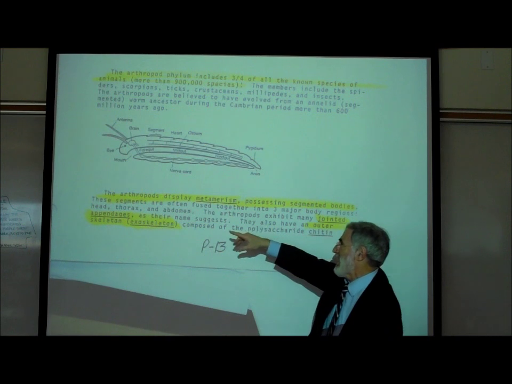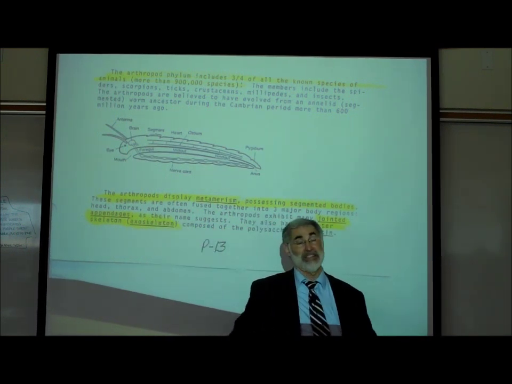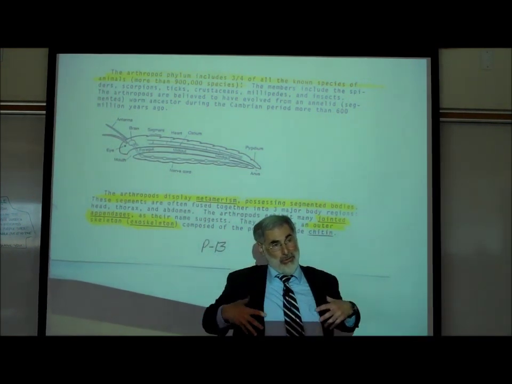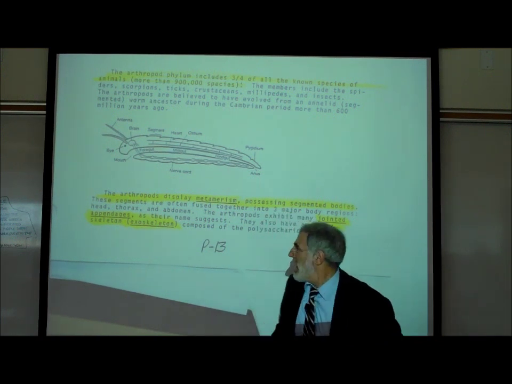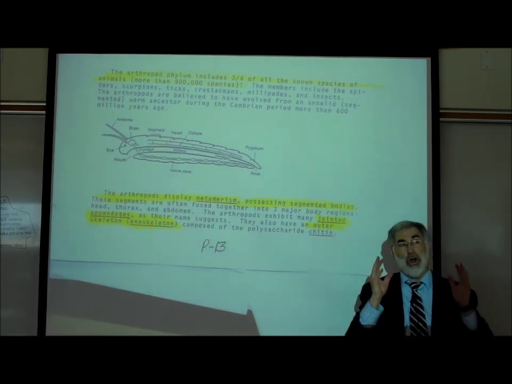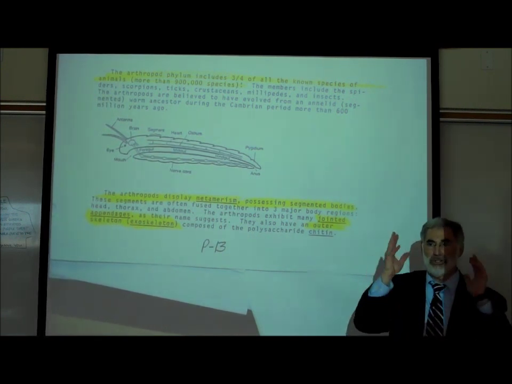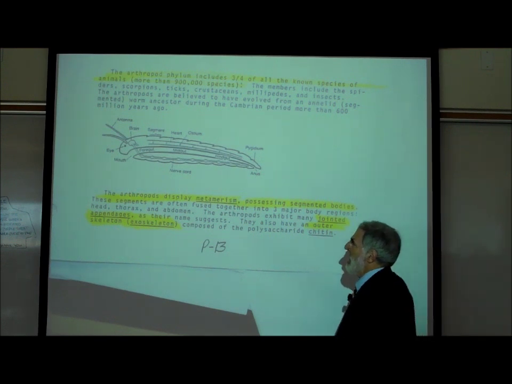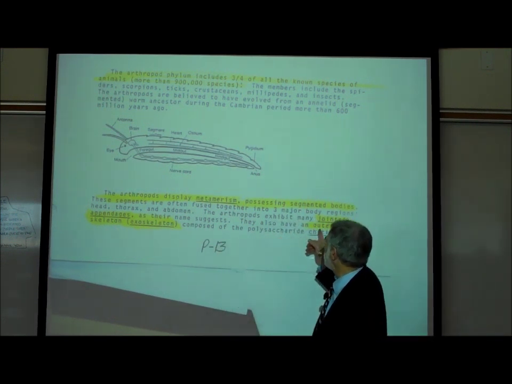Three body regions: a head, a thorax, and an abdomen. And incidentally, we have a head, a thorax, a chest, and an abdomen. They are characterized by having jointed appendages. That's why they're called arthropoda, which means jointed legs. And they have a hard outer skin called an exoskeleton.